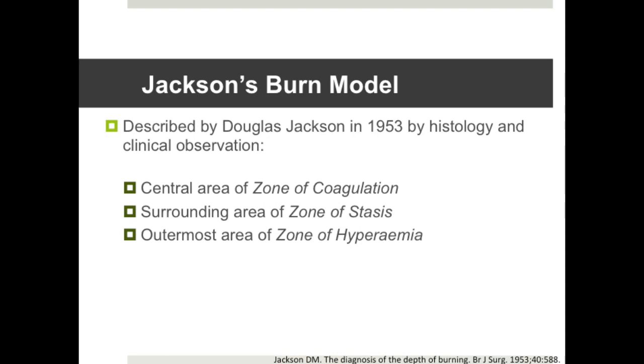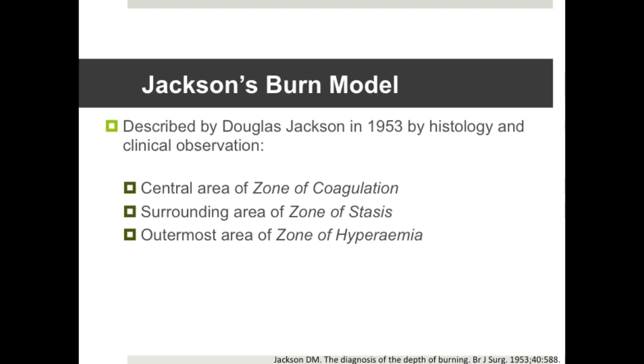Surrounding this area is the zone of stasis. This is an area of tissue where immediate cell death has not yet occurred, secondary to the burn. The circulation is compromised due to microcirculation damage. If this is not treated, the inflammatory reaction will progress, and this zone will undergo necrosis. Clinically, this is seen as progression of the burn depth, where initially the tissue may appear viable, but later become necrotic after a few days.